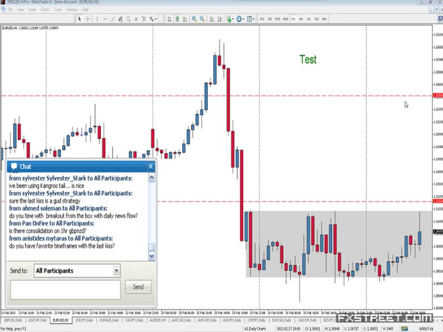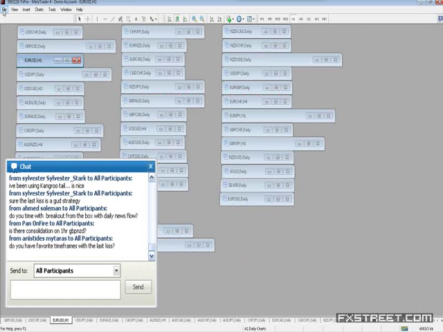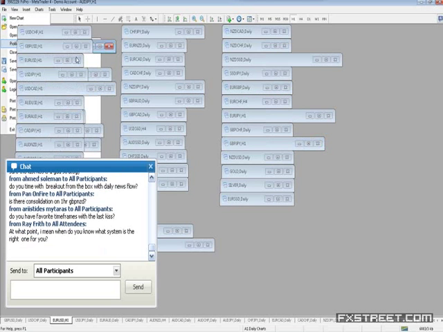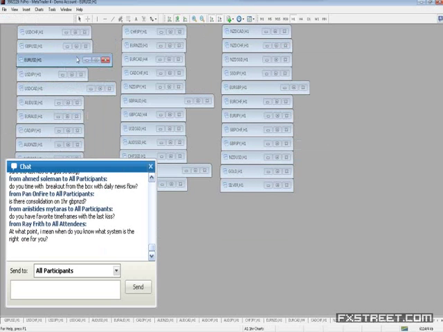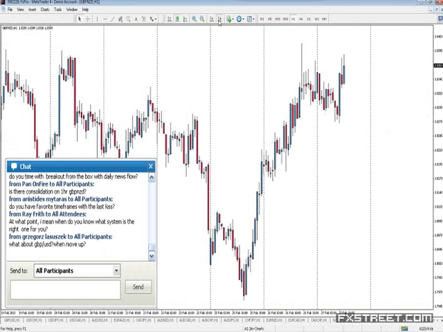They will just hop all around. Is there a consolidation on the 1 hour pound Kiwi? Let's look. Let's actually go to my 1 hour charts. That'll be better. Pound Kiwi. Pound Kiwi.